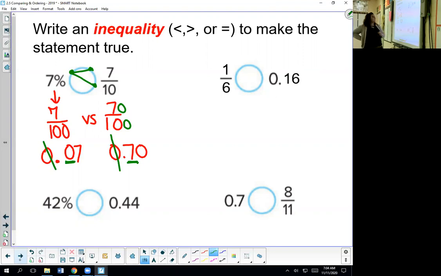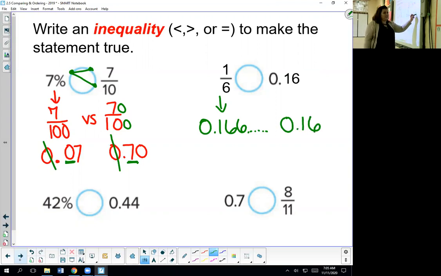Okay. All right, so what about this one, 1/6? Now, we did 1/6 before, I just did it in the last problem. So when I divided 1/6, I got 0.16 and it repeated. And then this one is just 0.16, but it's not repeating. So how am I supposed to compare it?